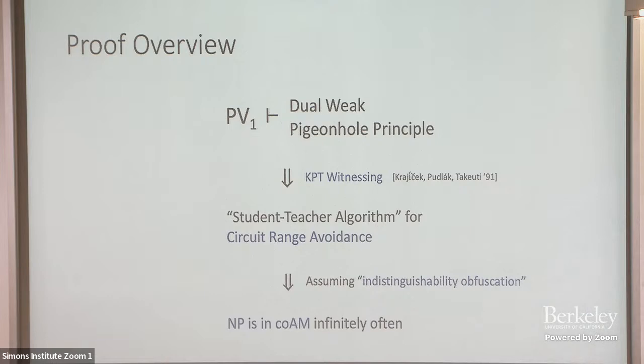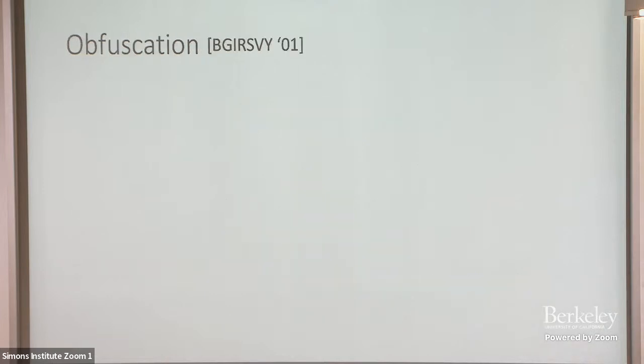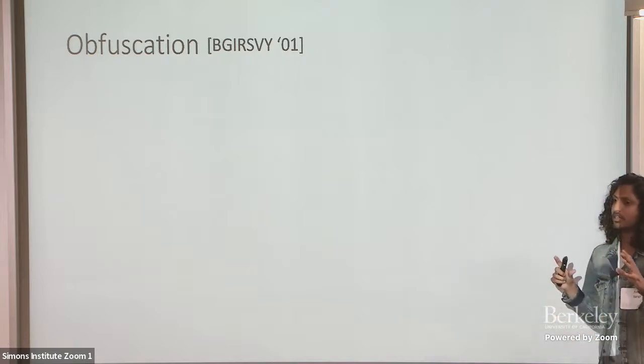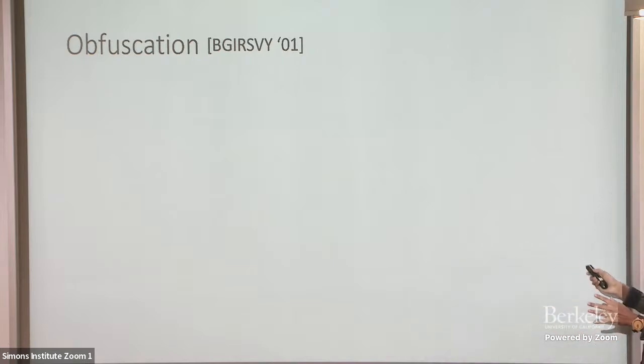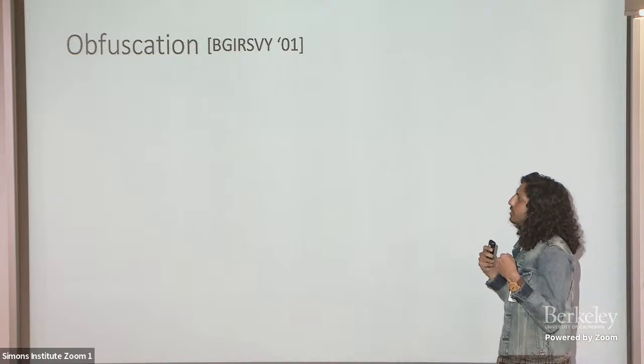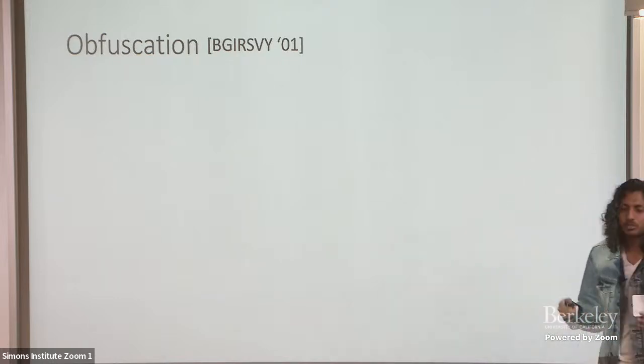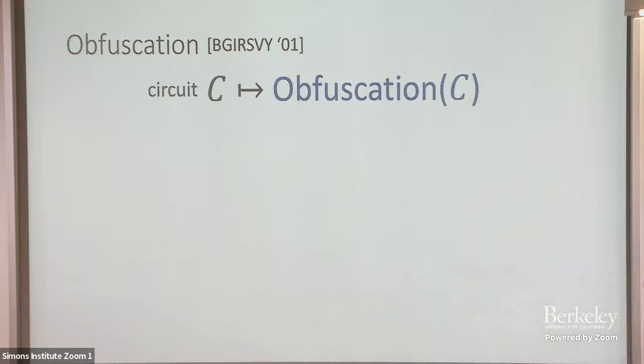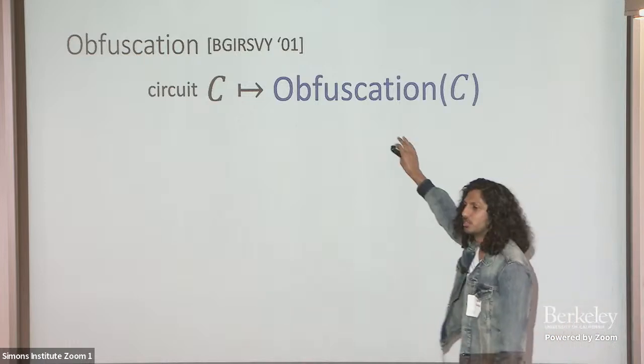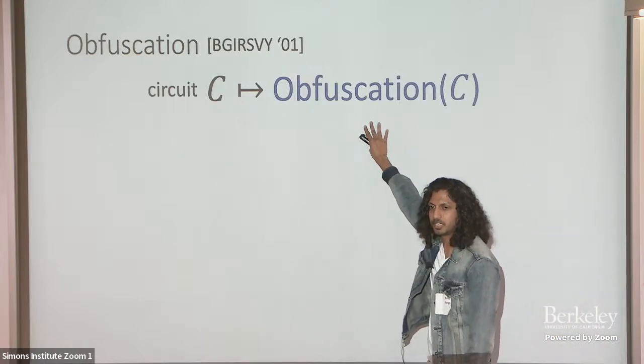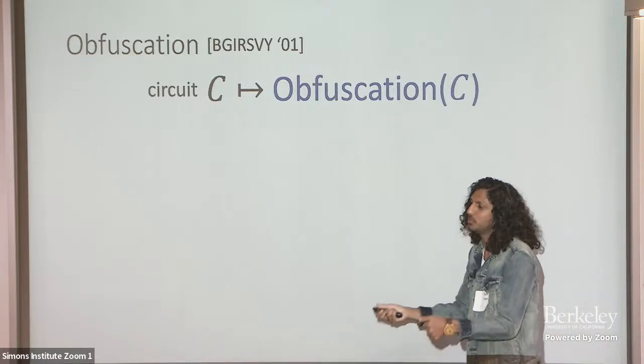Okay, so let me tell you a bit about indistinguishability obfuscation. The modern study of cryptographic obfuscation dates back to this paper by Barak et al. in 2001. Intuitively, the goal of obfuscation is that you're handed a circuit C, and somehow you want to scramble this circuit into some obfuscated circuit that computes the same function.